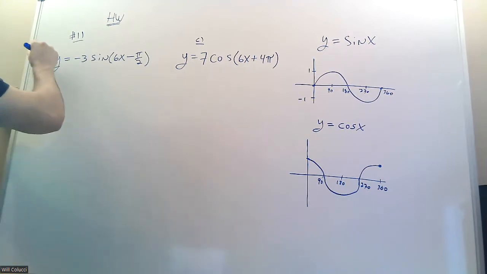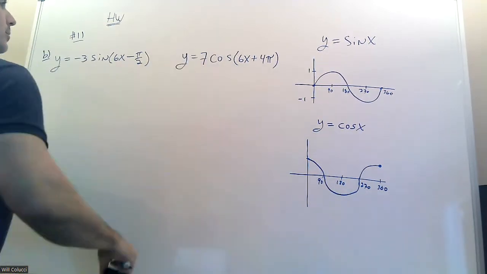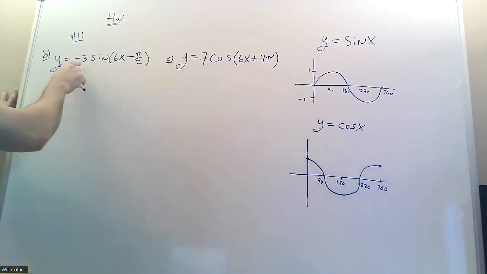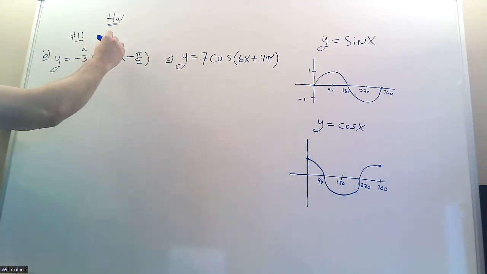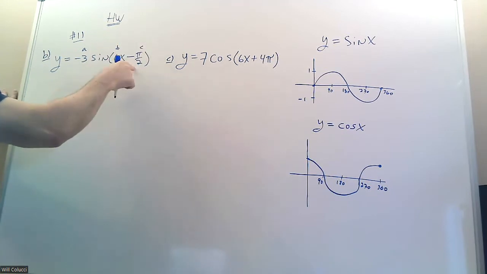Maybe I should put that B there. I don't want you to get confused because the letters A, B, and C are here. This is A, this is B, this is C.